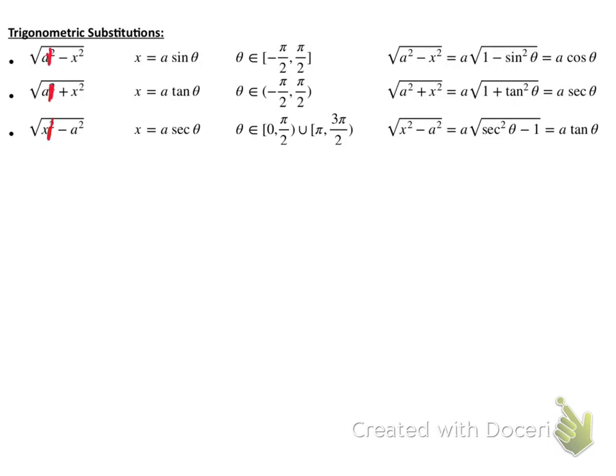You want something, this is 1. So you want something so that you get a perfect square under the radical. So when you are doing a squared minus x squared, you are going to make your x a times sine theta, so that under the radical, you will have 1 minus sine squared theta after you pull out the a, so you get a cosine theta.